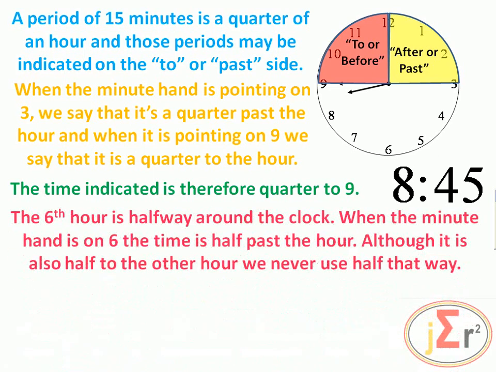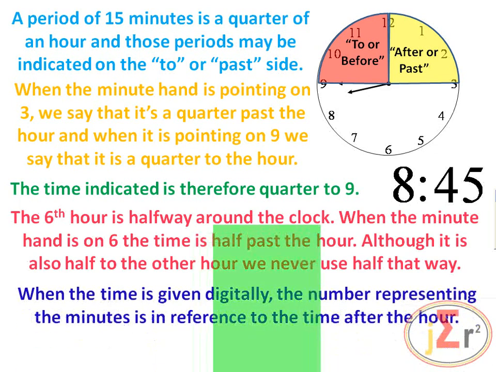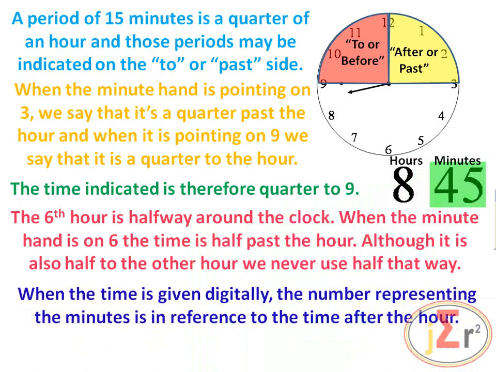The 6th hour is halfway around the clock. When the minute hand is on 6, the time is half past the hour. Although it is also half to the hour, we never use half that way. When the time is given digitally, the number representing the minutes is in reference to the time after the hour. So we have our time given how? Digitally. The number that we have here represents the number of hours, and the number here represents the number of minutes.